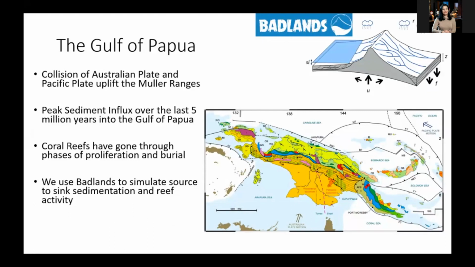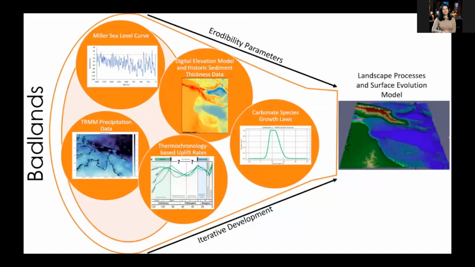So we used Badlands to simulate the evolution of the Gulf over the last 2 million years, paying close attention to both the carbonates and the siliciclastic sediments. You've all heard about Badlands in the last few talks, so you'll understand that it models source-to-sink landscape evolution. This project was one of the first use cases testing the carbonates module in this context through time. So we funnel all of these inputs into Badlands to create our landscape evolution model for the Gulf of Papua.